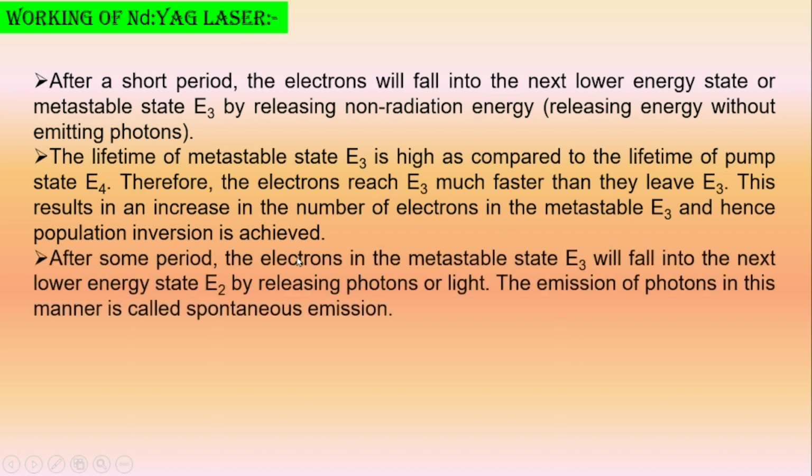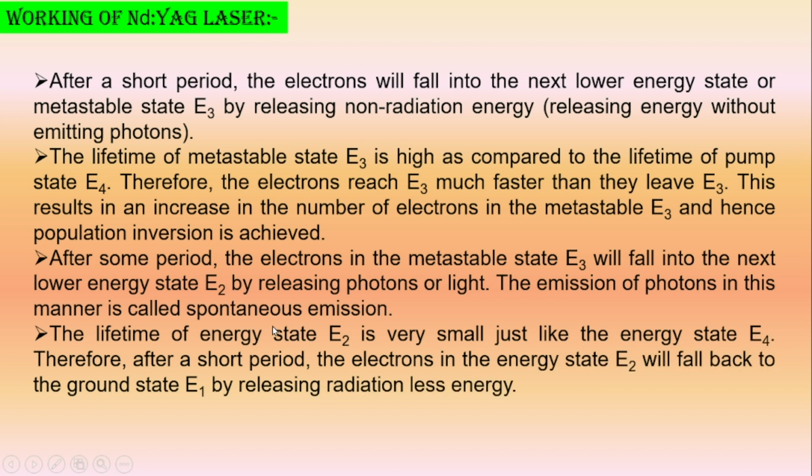After some period, the electrons in the metastable state E3 will start falling into the next lower energy state E2 by releasing photons or light. The emission of photons in this manner is called spontaneous emission. The lifetime of energy state E2 is very small, just like the energy state E4. Therefore, after a short period, the electrons in the energy state E2 will fall back to the ground state by releasing radiationless energy.